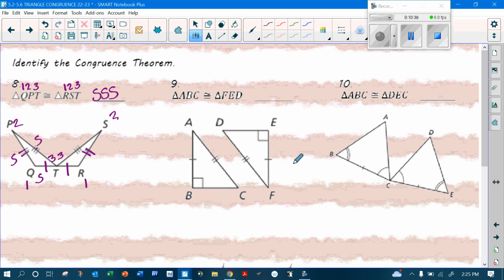So here I have a right triangle. So let's see if a hypotenuse leg will work. This is a leg, that is a leg. This is a hypotenuse. This is a hypotenuse. Hypotenuse leg is going to work here because I was able to identify this leg and the corresponding hypotenuse.